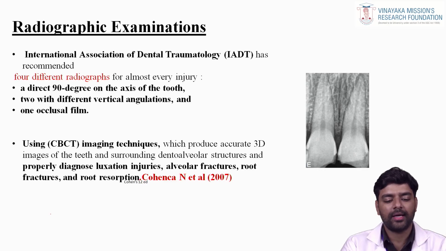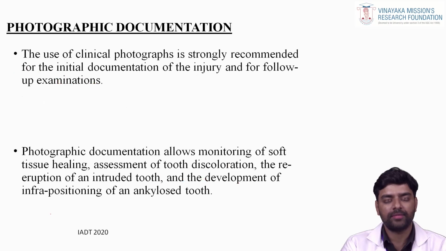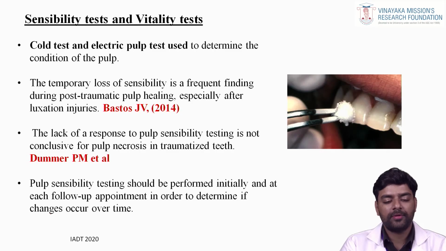Radiographic examination is important. According to the IADT, four different radiographs are recommended: first is a 90-degree angulation, then two vertical angulations, and one occlusal film. Coming to CBCT, it is used to diagnose luxation injuries, alveolar fractures, root fractures and root resorption. Photographic documentation is important for the initial documentation of the injury and for follow-up examination. It allows monitoring of soft tissue healing, assessment of tooth discoloration, re-eruption of an intruded tooth and development of infrapositioning of an ankylosed tooth.